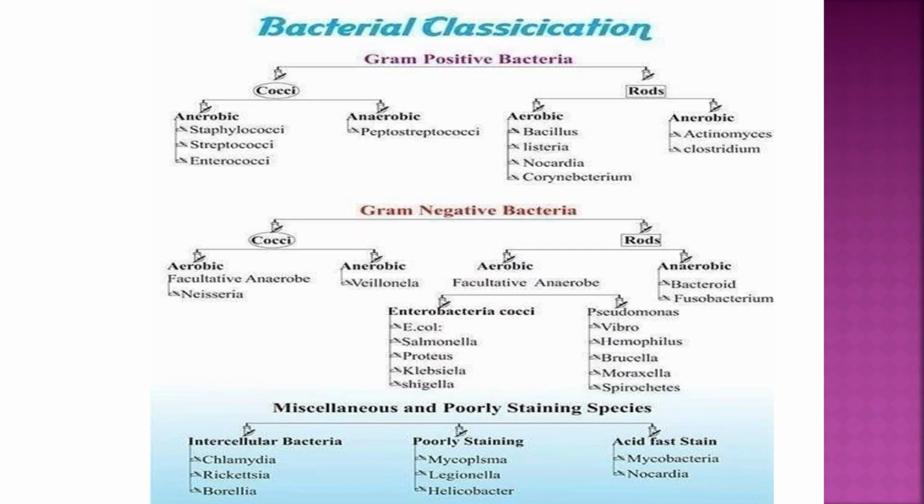Then among Gram negative bacteria, cocci are Neisseria, and Gram negative bacilli are divided into different classifications. One is according to the lactose fermenting property on MacConkey agar: lactose fermenting and non-lactose fermenting. Lactose fermenting bacteria are E. coli and Klebsiella, and non-lactose fermenting bacteria are Salmonella, Shigella, Proteus, Vibrio, Pseudomonas, Acinetobacter, etc.